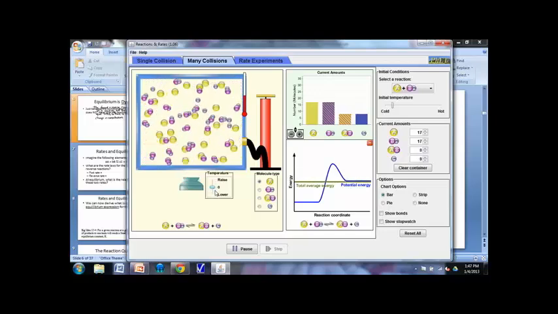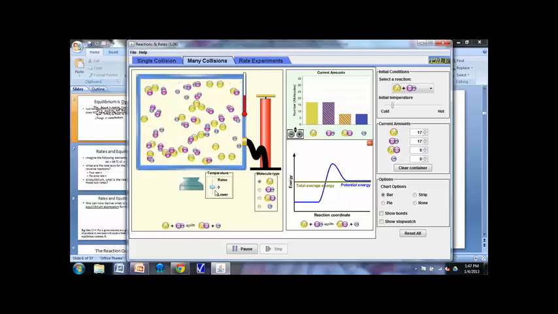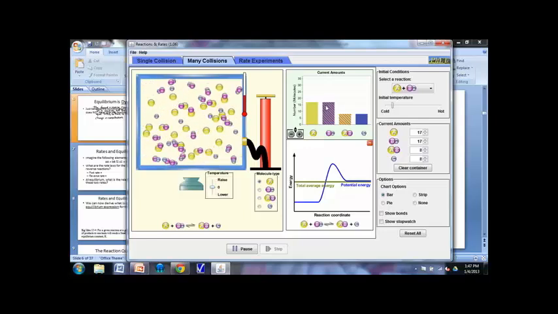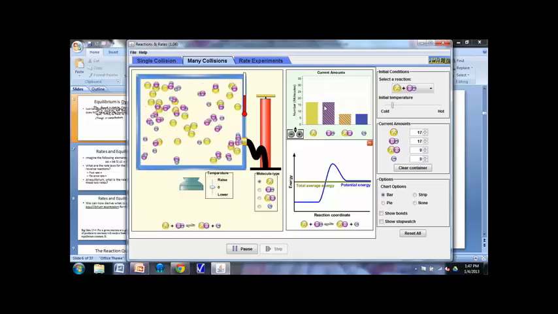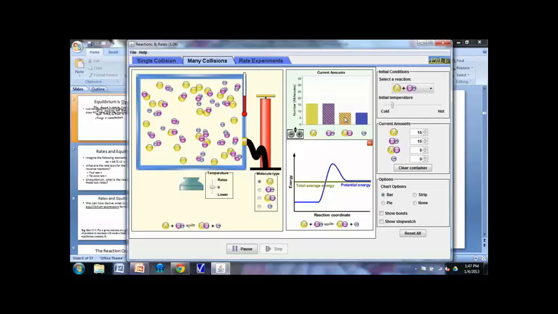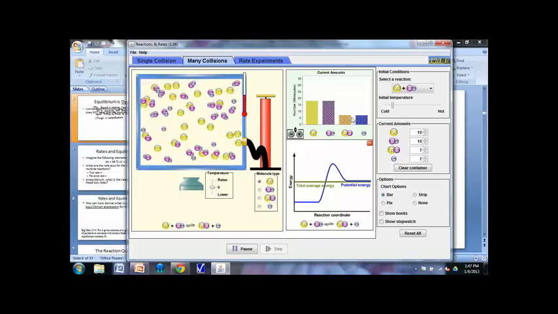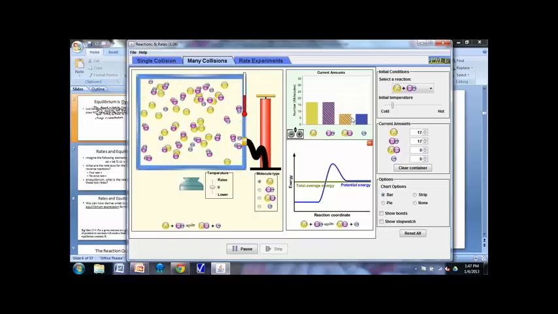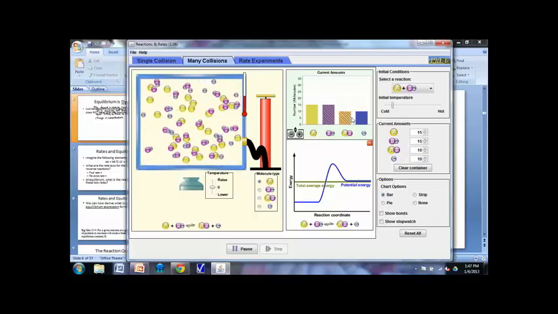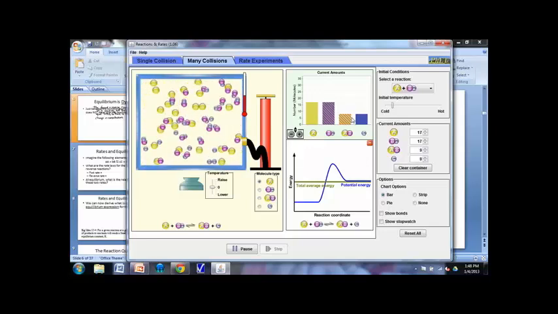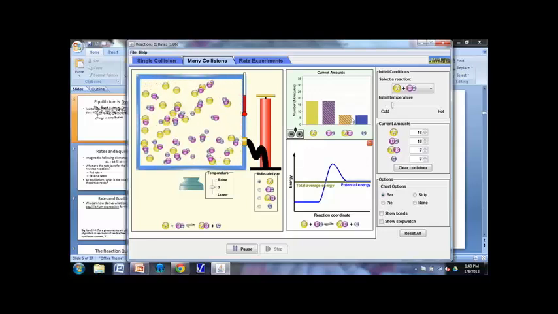So at this point, my concentration of A and my concentration of B are staying about the same. My concentration of AB and my concentration of C are staying about the same. So I'm reaching this equilibrium point, where the forward and reverse reactions are the same. It doesn't mean that it stopped happening. It just means that my concentrations are staying the same.